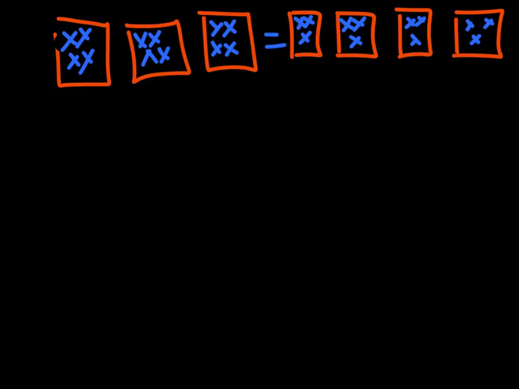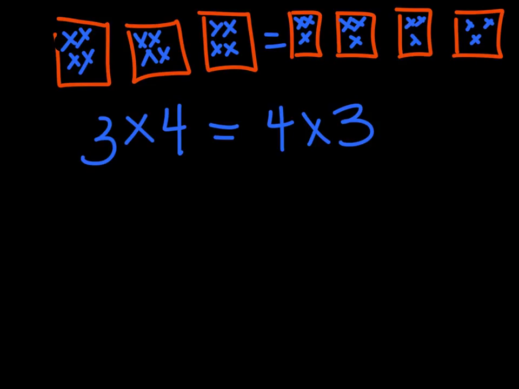Okay, one more example for you to try. I want the number equations that go with this commutative property, and then go ahead and come back to check. Okay, here's the answer. 3 groups of 4 is the same as 4 groups of 3.